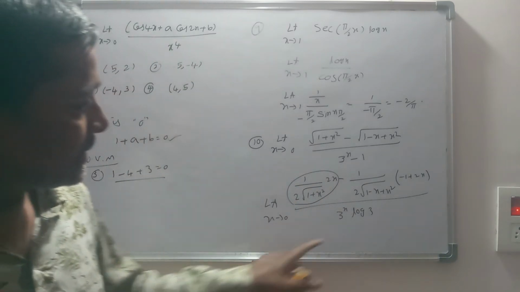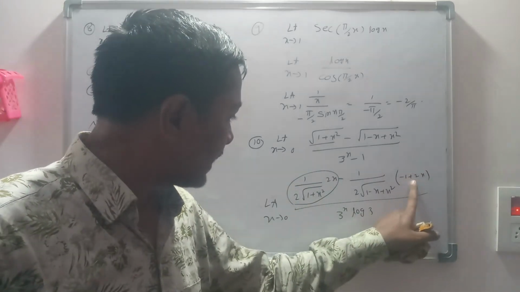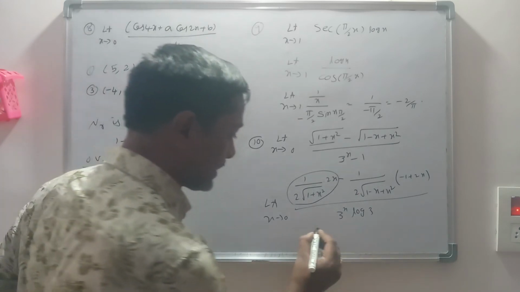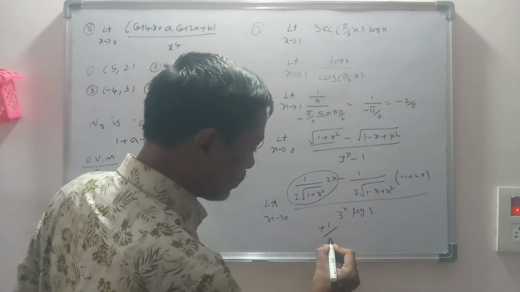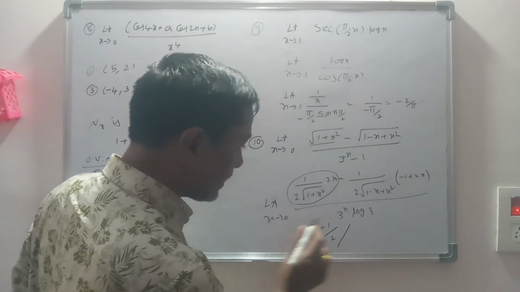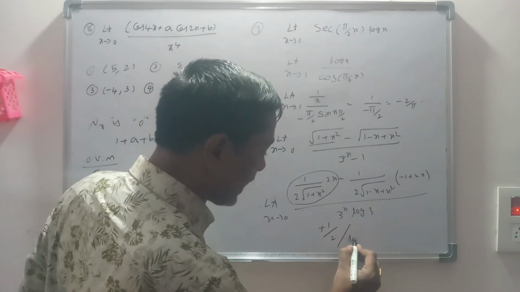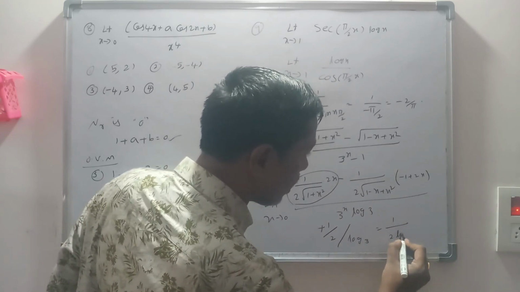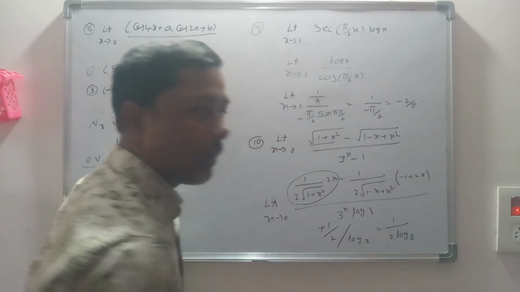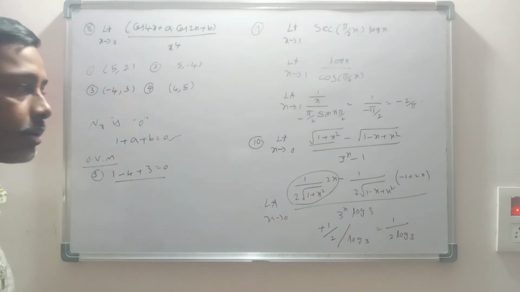Next, put x equal to 0. Minus into minus becomes plus. 1 by 2, put x equal to 0. Total by 3 power 0, which is 1, that is log 3. What is the answer? 1 by 2 log 3.